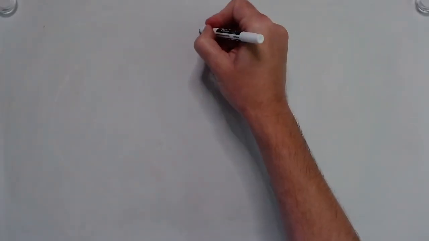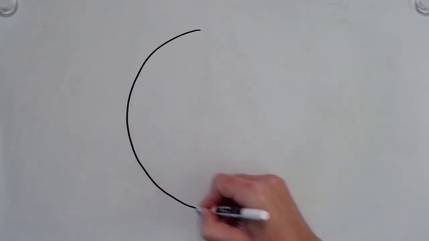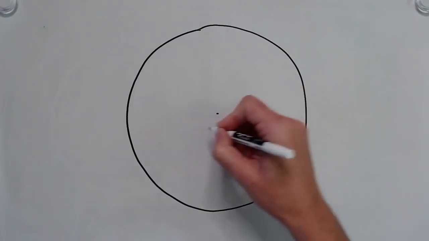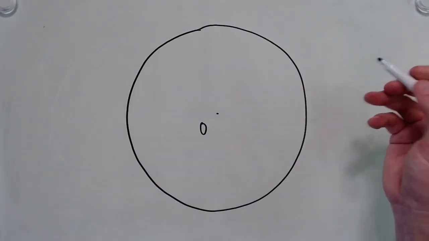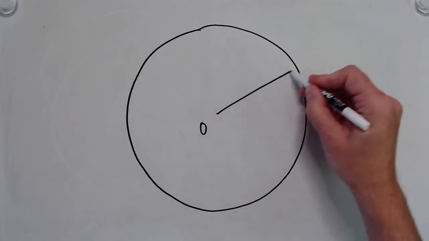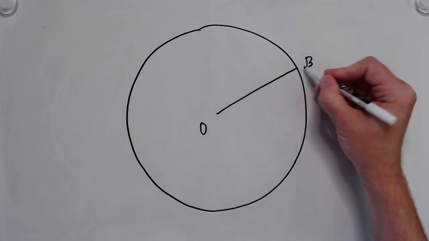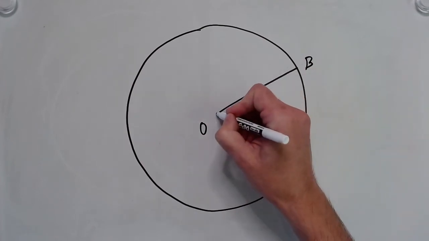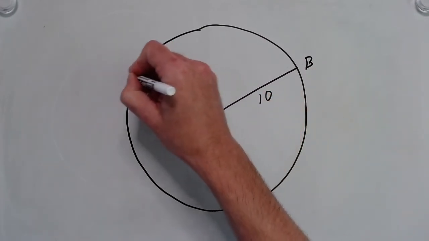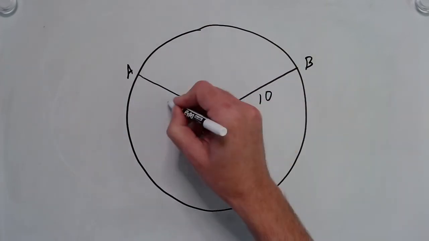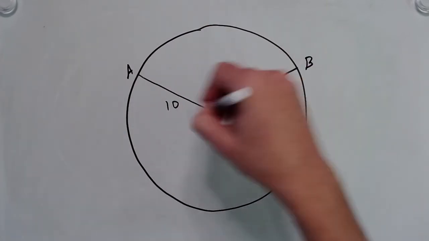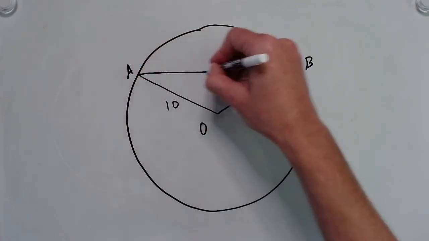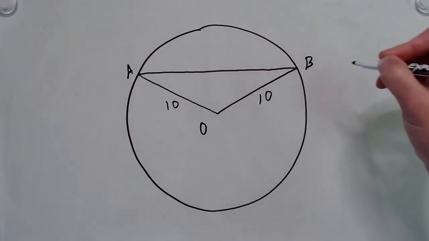Okay, I'm going to try to draw a circle here. Well, that's already not off to a good start. Okay, that's the circle, with center O, we like O. And I'm going to draw a radius over here to point B, and we're going to say that that is a length of 10. And then we're going to draw another one over here to point A, which of course would also be 10, because both radii have to be the same length. And then we're going to draw chord AB, like this.